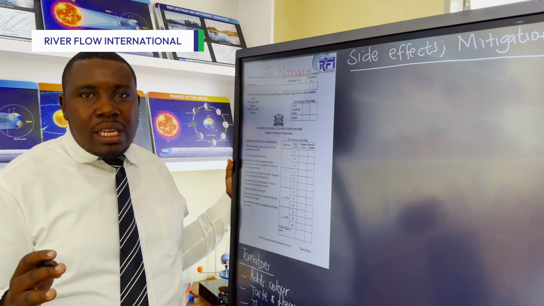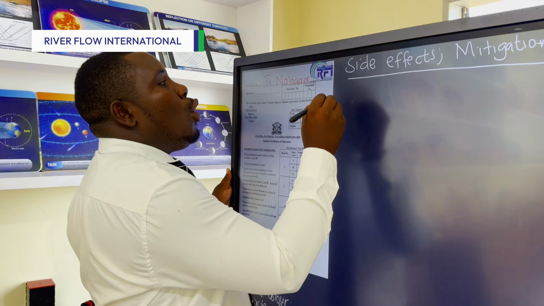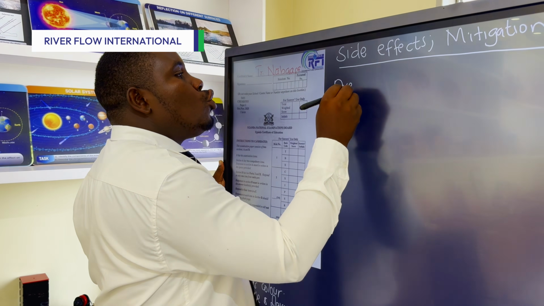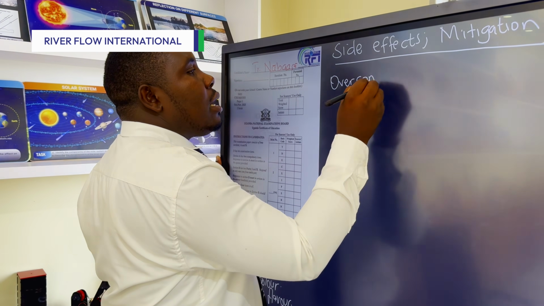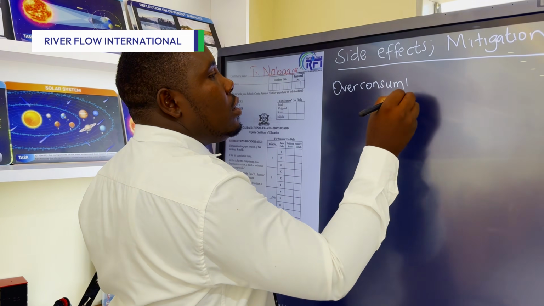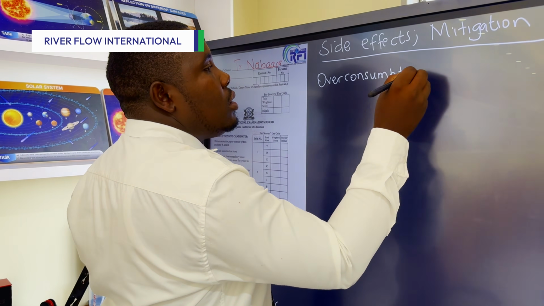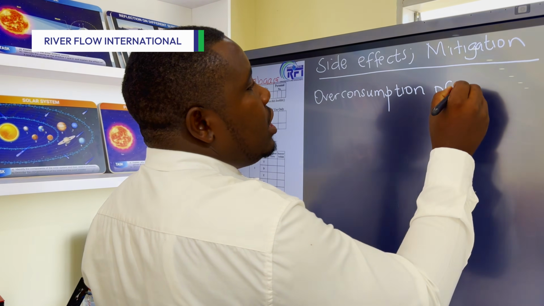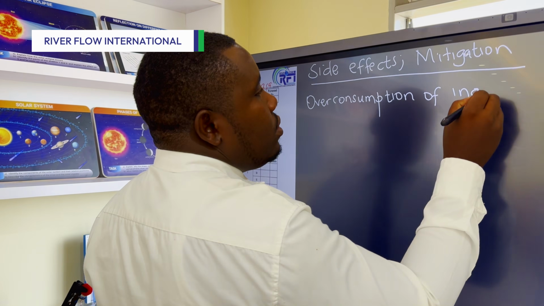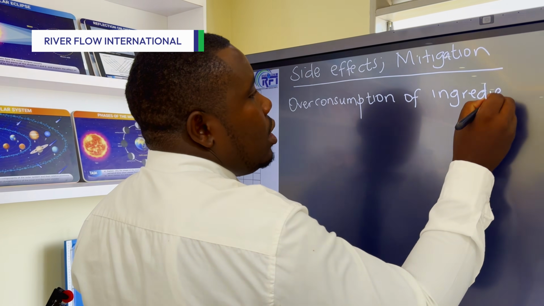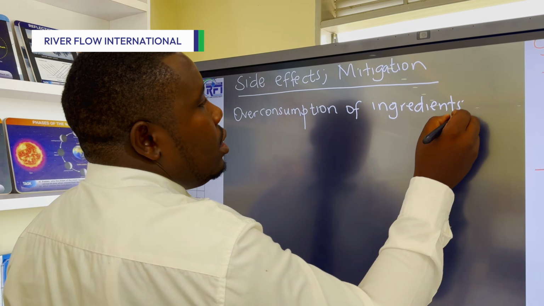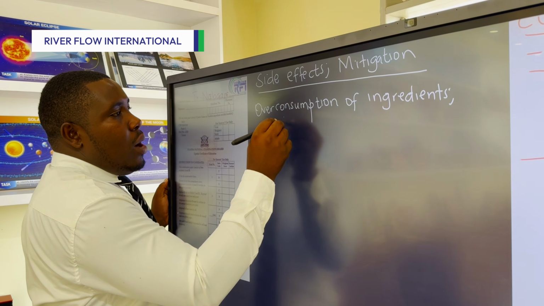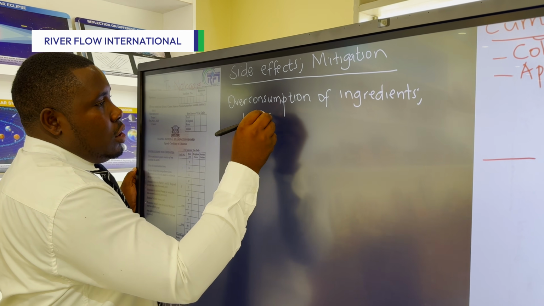How are we going to state these ones? In summary, the overconsumption of these ingredients results in mainly two problems. Number one, we have hypertension.